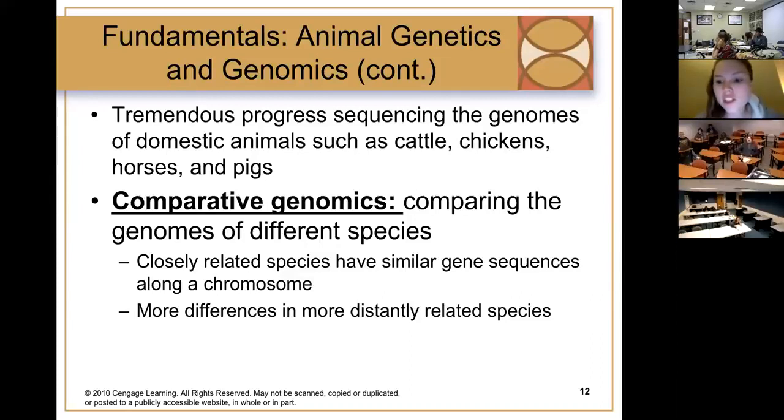Closely related species would obviously have more similar gene sequences along a chromosome. The more differences you see tells you the more distantly related the species are. That makes sense if you think about it. Like if you have any siblings, your gene sequences would probably be more similar than they would be to your cousin. So that's how you can think about comparative genomics in different species.